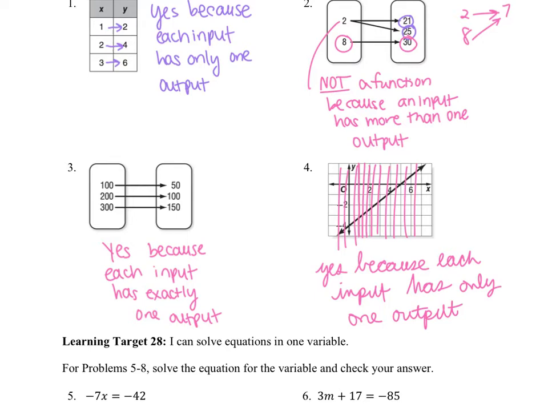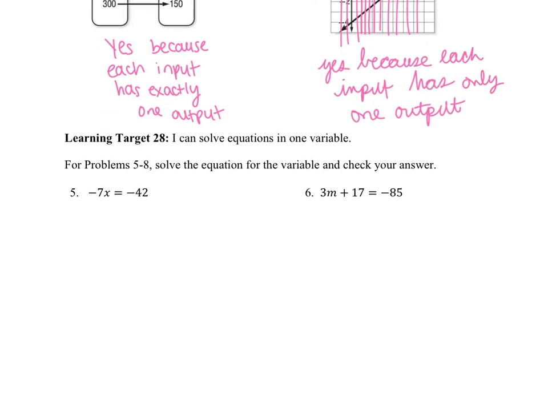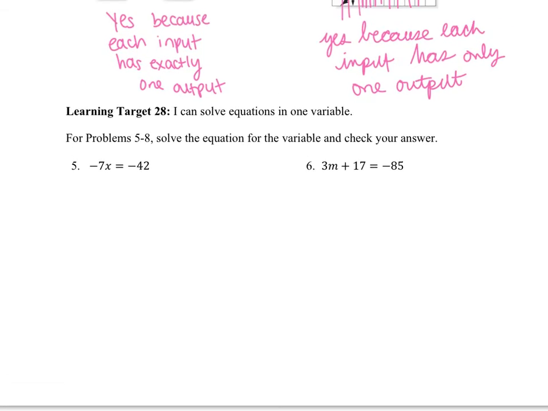Now we will move on to solving equations. So learning target 28, I can solve equations in one variable. So we're just going to solve these and check them. So you always want to make sure you check your answer to get that 4.